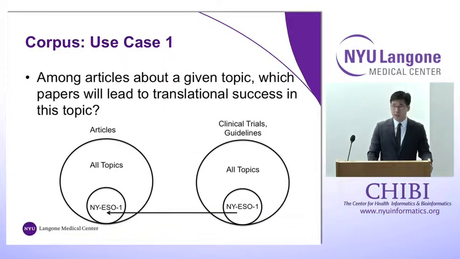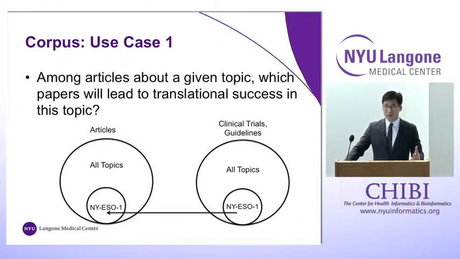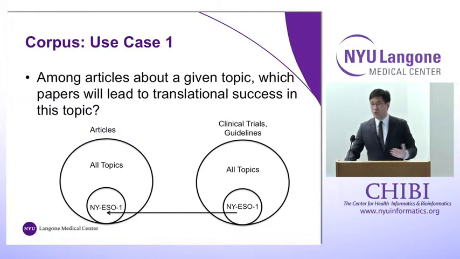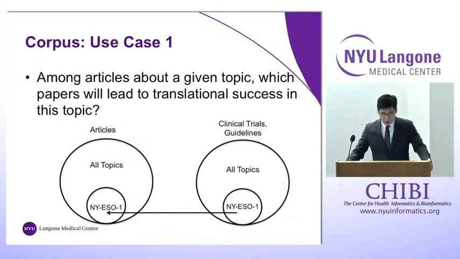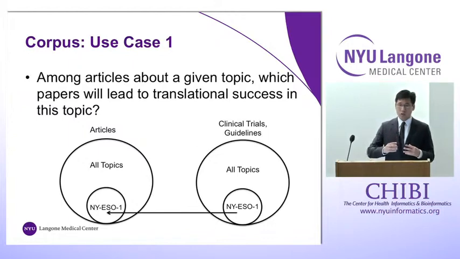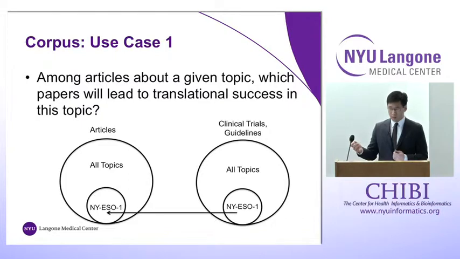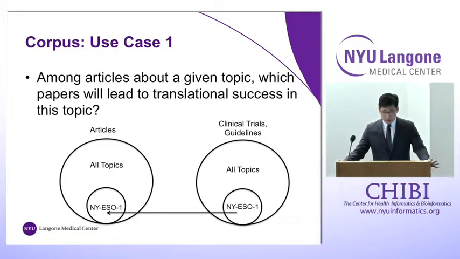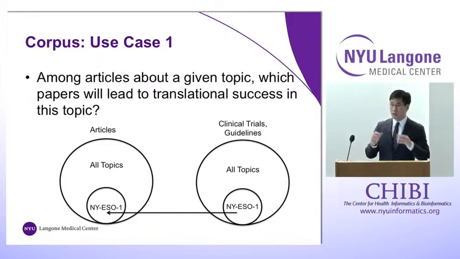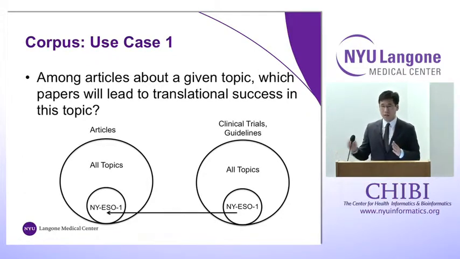Another consideration, besides just formulating the task, was the actual topic of the articles or the guideline you're looking at. As I was constructing the corpus, I defined two use cases. The first is focusing on one topic, and the topic I used was NY-ESO-1, and I'll explain why I chose that later on. For the time being, the first use case was to look at all the articles about this one topic and try to predict whether or not they would be cited by a clinical trial on just that topic. So that is defining a smaller subset of articles instead of trying to look at all topics.